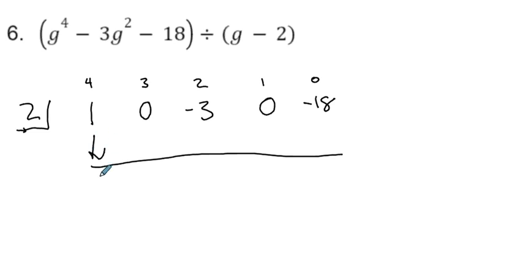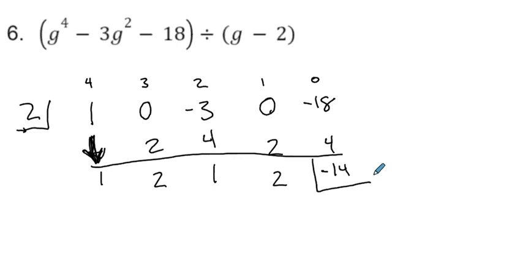Bring this 1 down. That is the worst arrow I've ever drawn. All right, 2 times 1 is 2. 0 plus 2, so we're going to multiply and then add. 0 plus 2 is 2. Now we're going to multiply again. 2 times 2 is 4. Bring down the 1. Go 2 times 1 is 2. 0 plus 2 is 2. And then 2 times 2 is 4. And -18 plus 4 gives me -14.